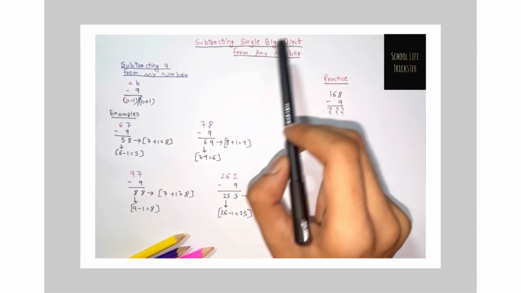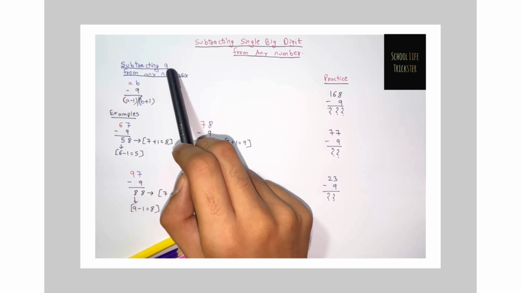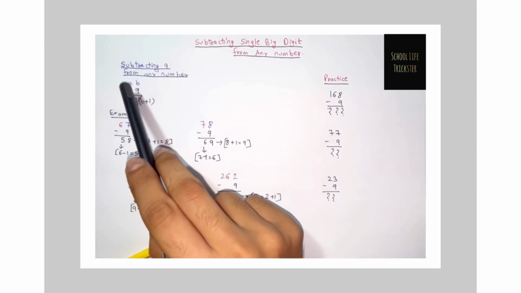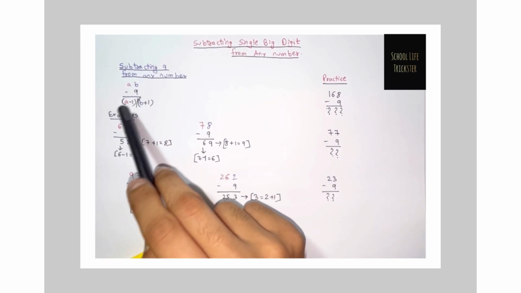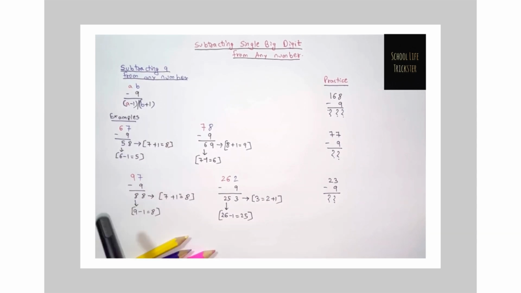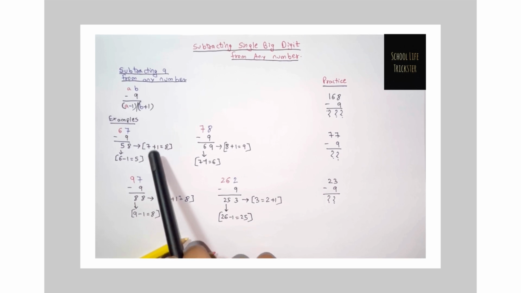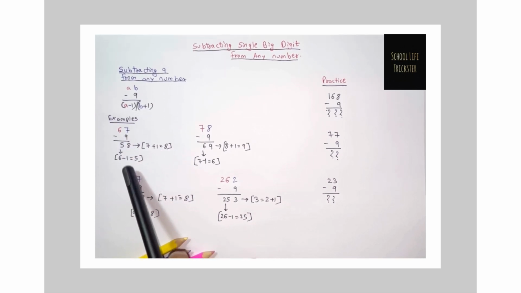Subtracting a single big digit from any number. Subtracting 9 from any number. Over here AB minus 9: A minus 1 and B plus 1. Let's see the examples. 67 minus 9 equals 58. Over here 7 plus 1 is 8 and 6 minus 1 is 5.